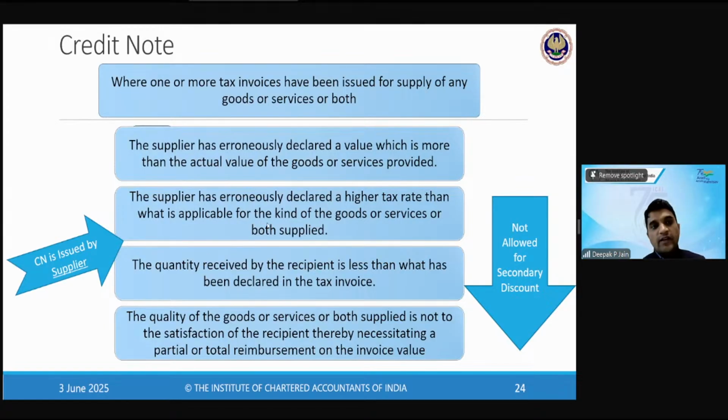Okay. Credit note, we know this, where one or more tax invoices have been issued for supply of any goods or services, and the supplier has erroneously declared a value which is more than the actual value. You were supposed to charge 80,000 rupees, you have charged 1 lakh rupees. 20,000 extra charge kiya hai. So you have to bring that down.